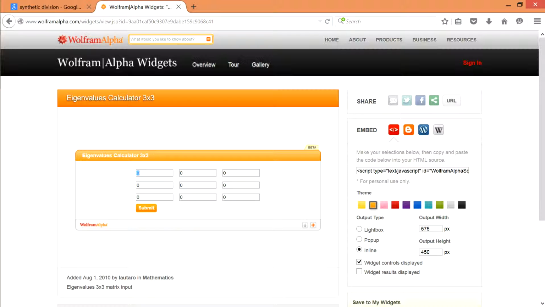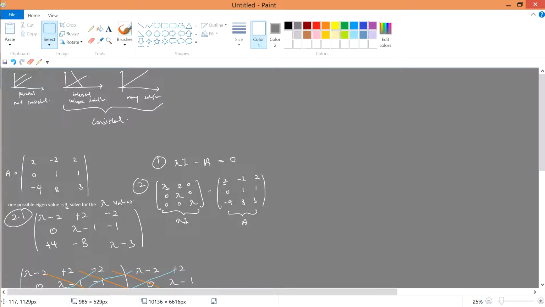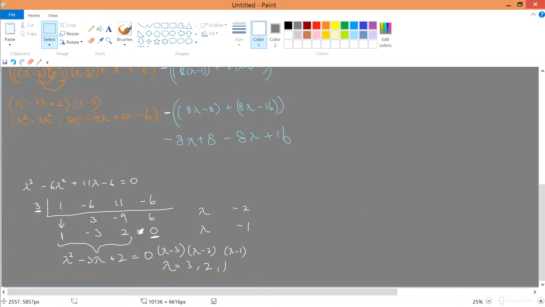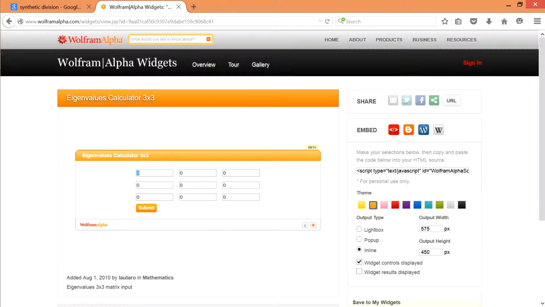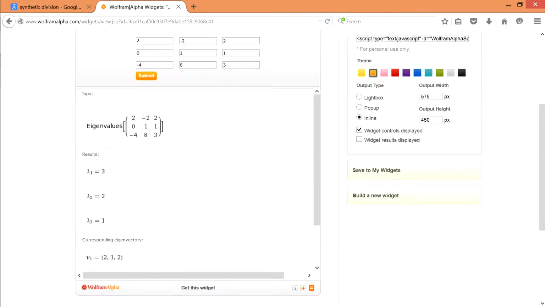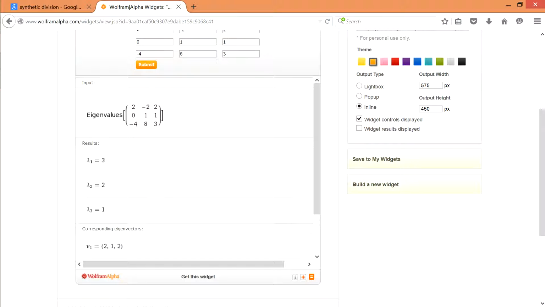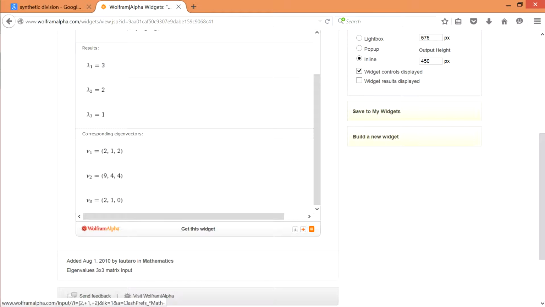So what I can do is just sub in my values, rather than the values that are given. I'm just trying to prove that this is the correct answer for my lambda, and then from there we can continue on with the rest. Once I fill in my matrix, I can get my results: lambda 3, 2, 1, which is the same as what we are doing, and then the corresponding vectors.